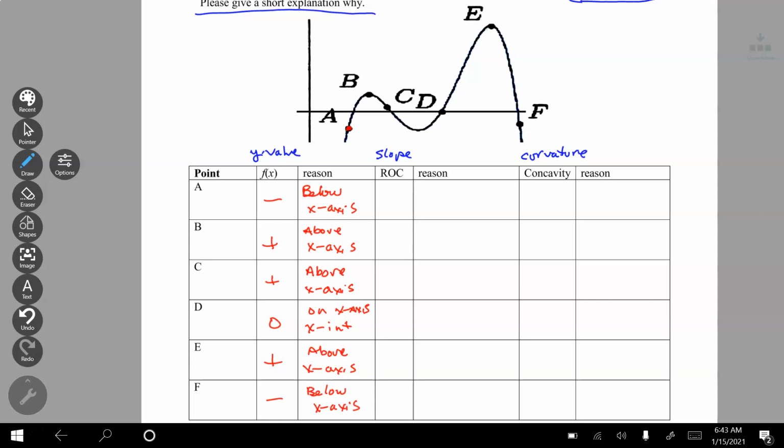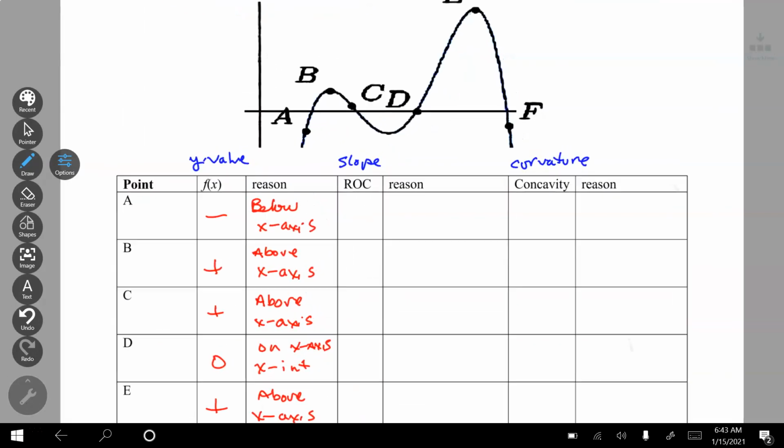So that's all we really had to do, figure out what's going on. And those are the easiest ones. The f of x value, the y values are easy. Now let's look at slope. I'm going to use purple.